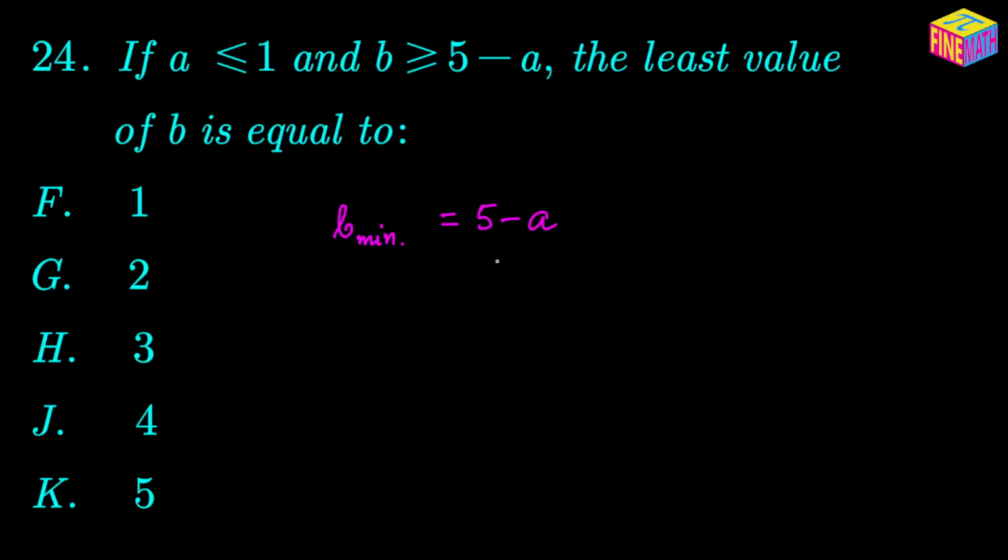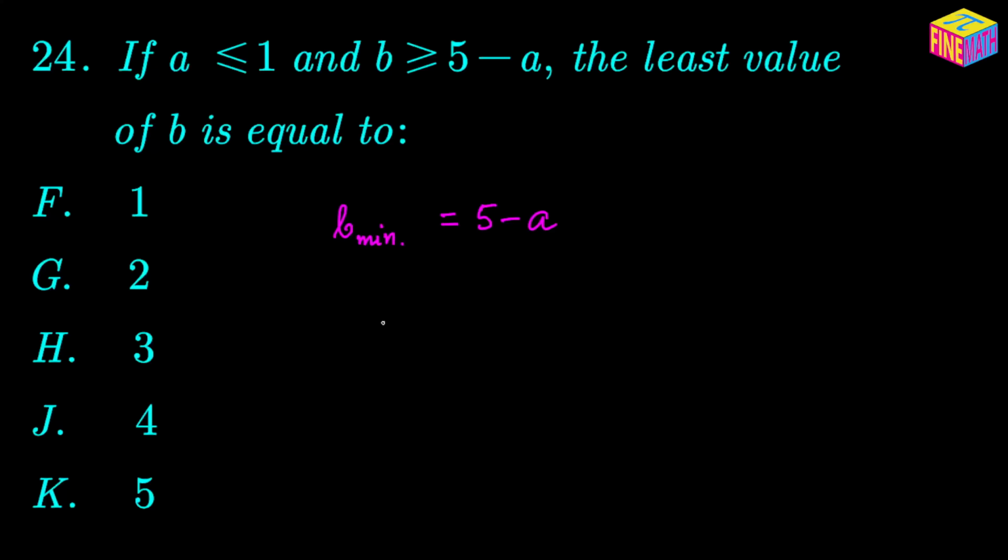Now we have to minimize this value, because A is also a variable there. A can be less than or equal to 1. Because we have a variable here, we have to again minimize this 5 minus A expression. Now, to minimize the value of 5 minus A, what do we have to do? We have to maximize the value of A. If we use the maximum value of A, then only 5 minus A will become minimum. Think about it: if you subtract the maximum possible value of A from 5, then only we get the minimum value of 5 minus A.